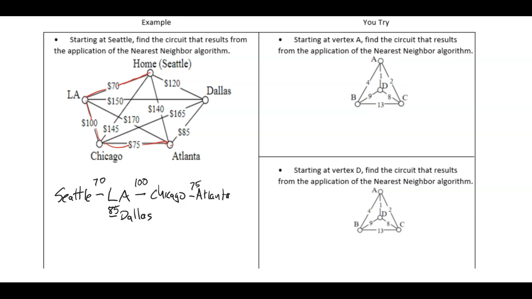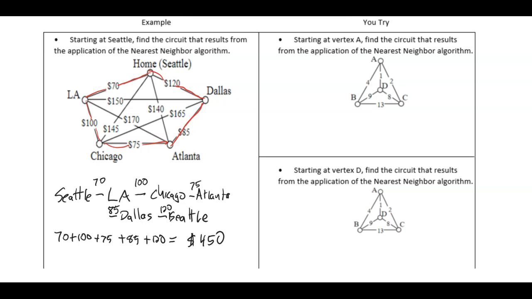And once we're at Dallas, the only thing left to do is get back home. That's going to cost 120. So the circuit is Seattle, LA, Chicago, Atlanta, Dallas, Seattle. If you need to know the weights, then you would just add up the weights. In this case, it would be the minimum cost. And that would be $450.